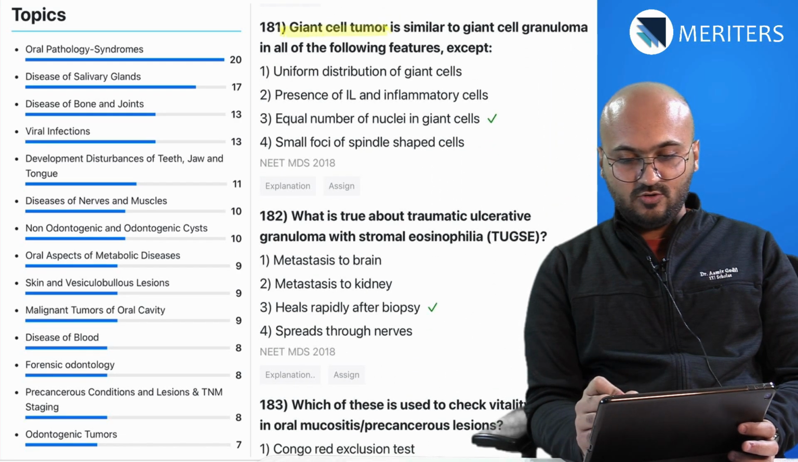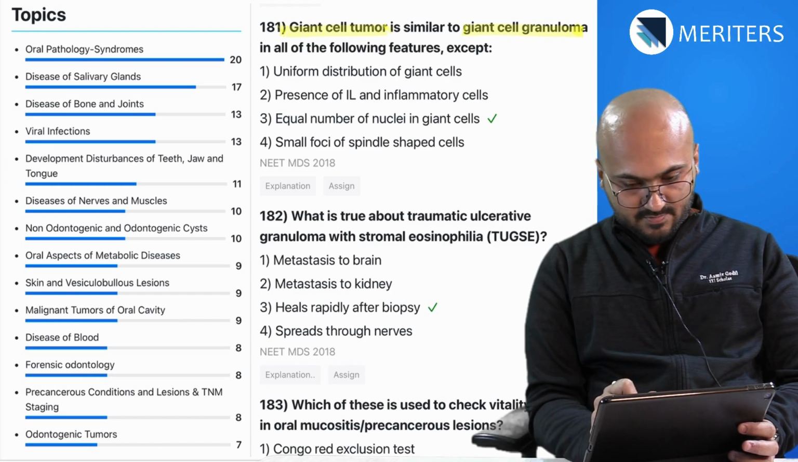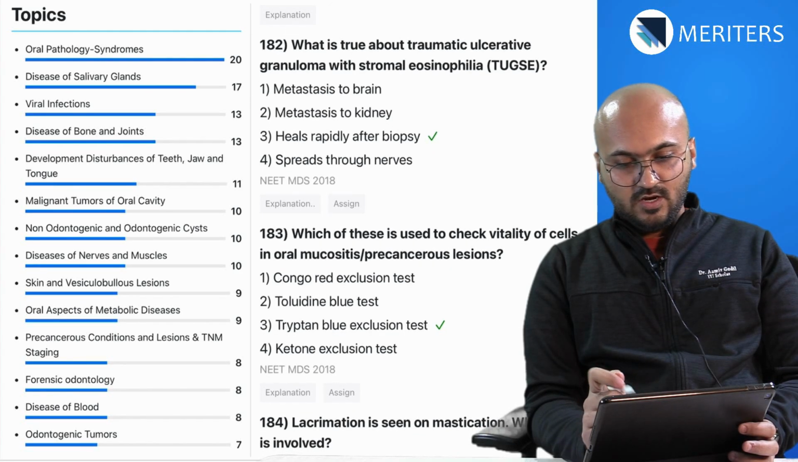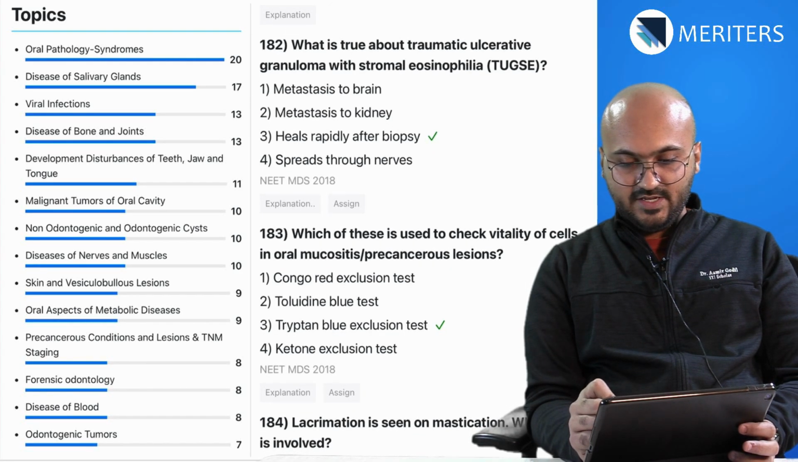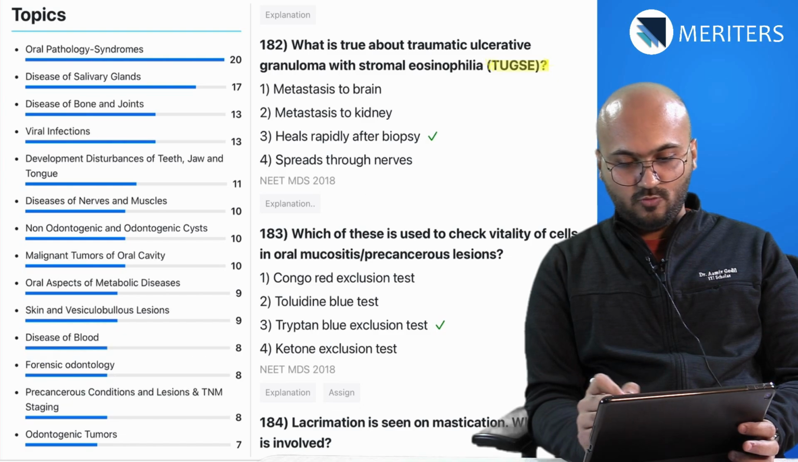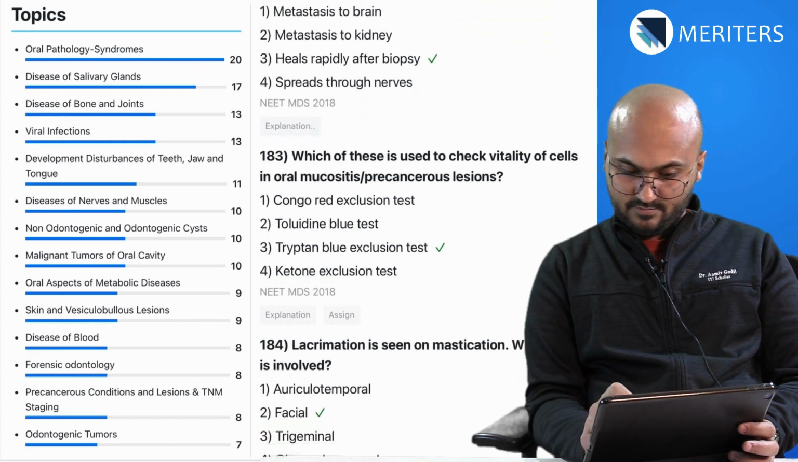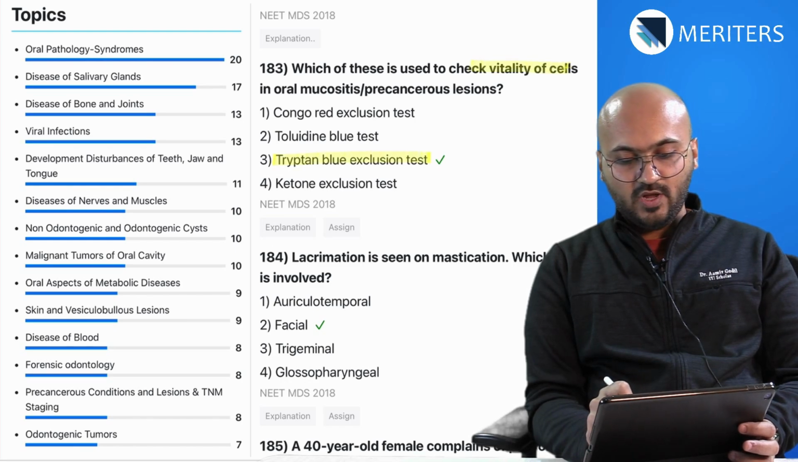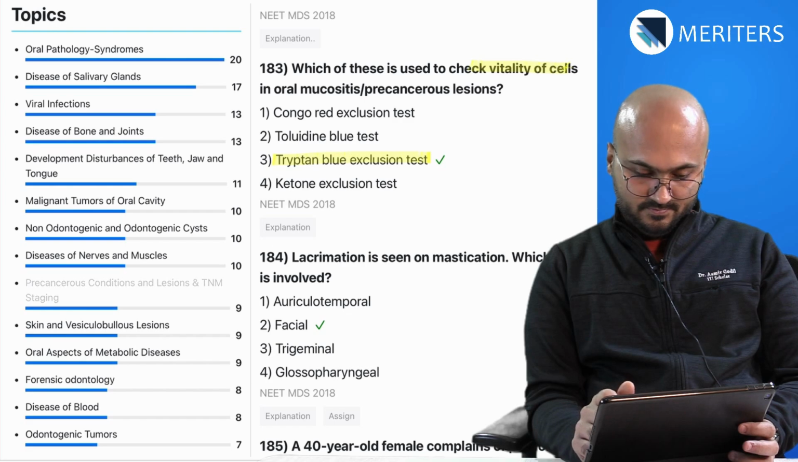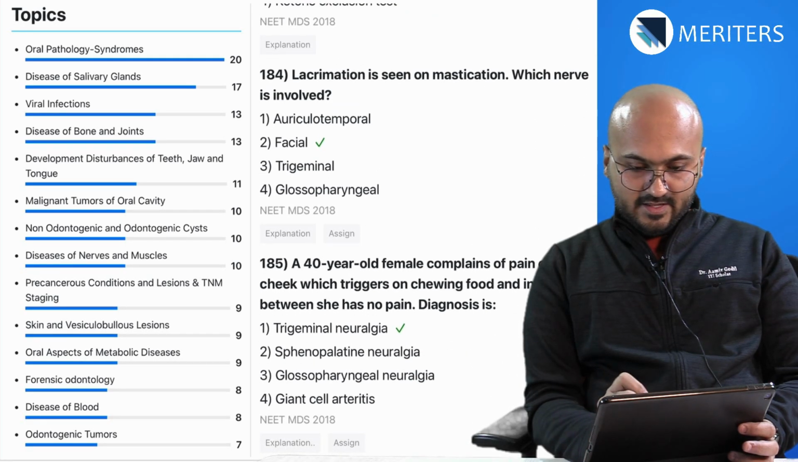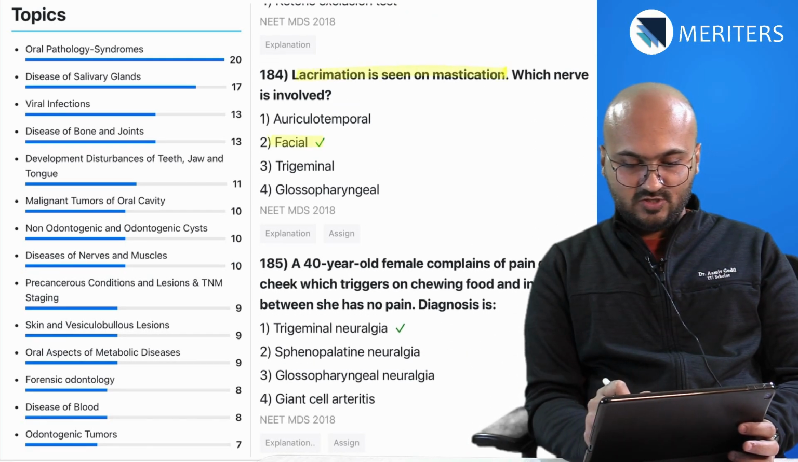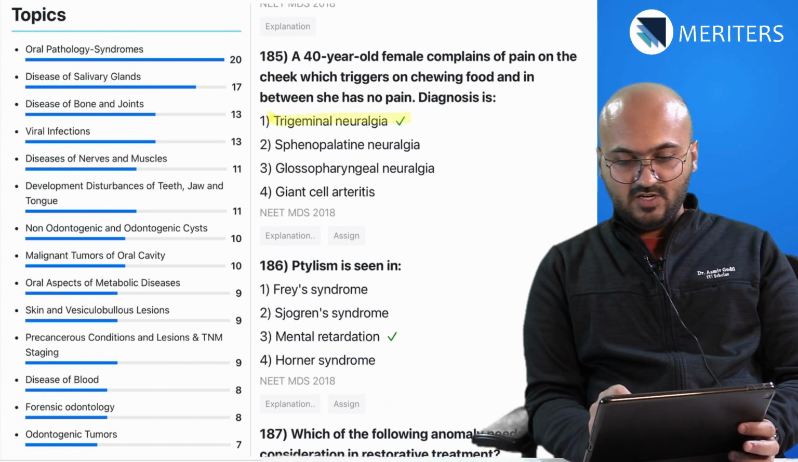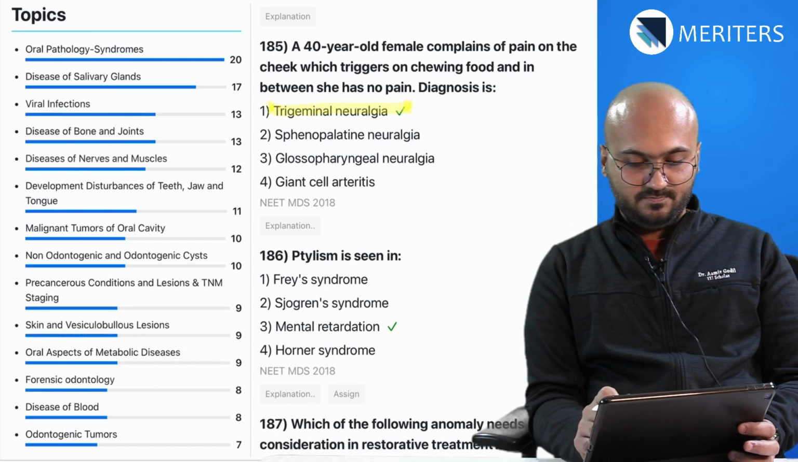Giant cell tumor is similar to granuloma in all of the following except. So giant cell lesions are tumors of bone. Then features of TUGSE, that is traumatic ulcerative granuloma with stromal eosinophilia. Which of these is used to check vitality of cells? So trypan blue, I would also put this under pathology. Lacrimation is seen on mastication. This is because of facial nerve involvement. So disease of nerves. Another question on trigeminal neuralgia, which is a case-based question.